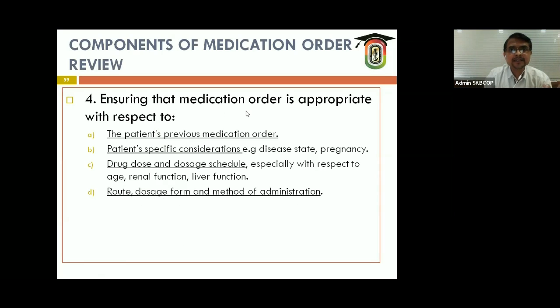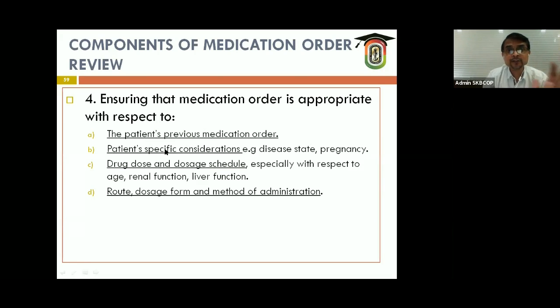So ensuring that the medication order is appropriate with respect to the patient's previous medication order, if there is one. That means if there is an old prescription, whether this new order is in accordance with it or not.